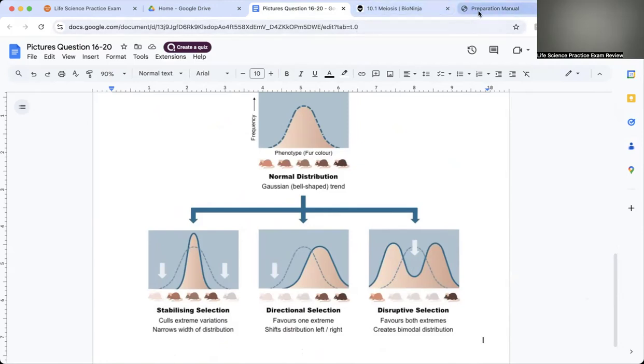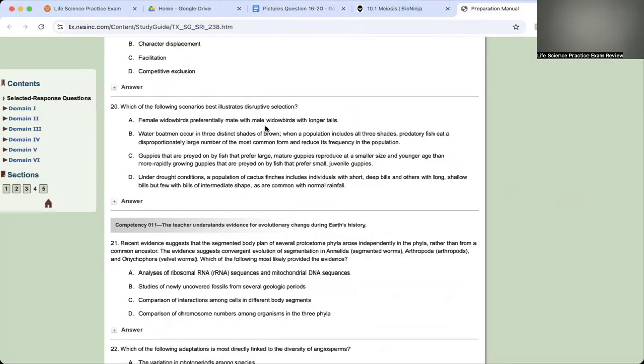So let's go back to our question now. We want to know which of these is an example of disruptive selection. So let's go through all the answer choices and decide what type of selection it is. And some of them may not be on here.